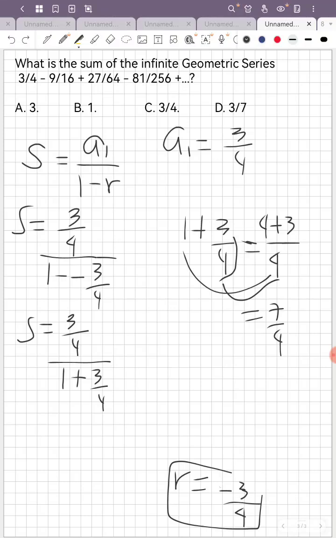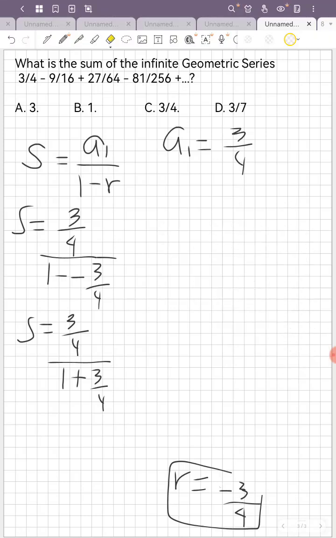You can also have this one. 1 plus 3 over 4. Just copy the denominator. So 1 becomes 4 over 4. Remember that 4 over 4 is still equal to 1. The purpose of that is so that we can be able to easily add the two numbers because they are now similar fractions. So 4 plus 3 is 7 over 4. So still the same.